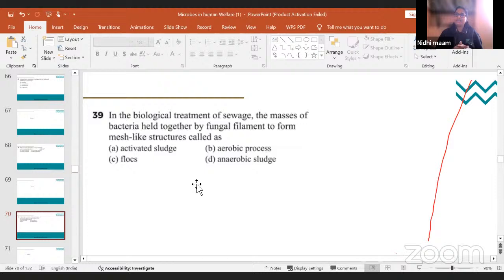Next question: in the biological treatment of sewage, the masses of bacteria held together by a fungal filament form a mesh-like structure. What do we call this mesh-like structure? A is activated sludge, B is aerobic process, C is flux, D is anaerobic sludge.